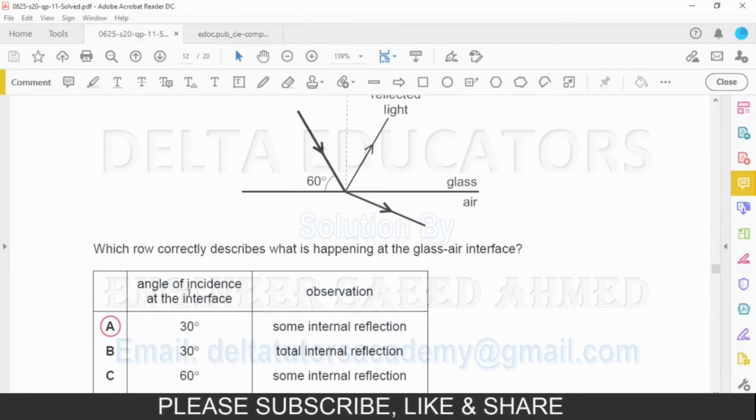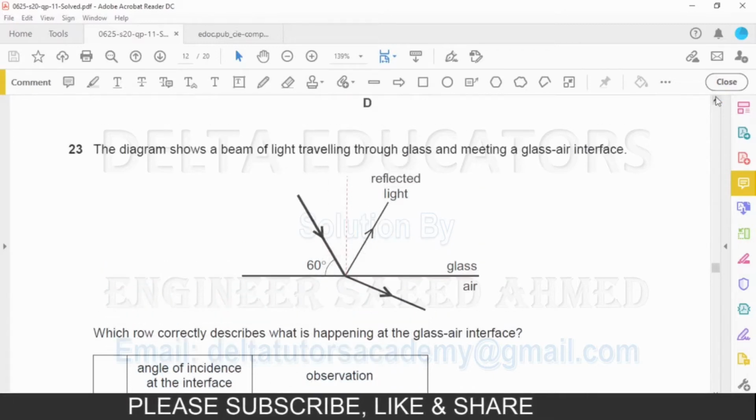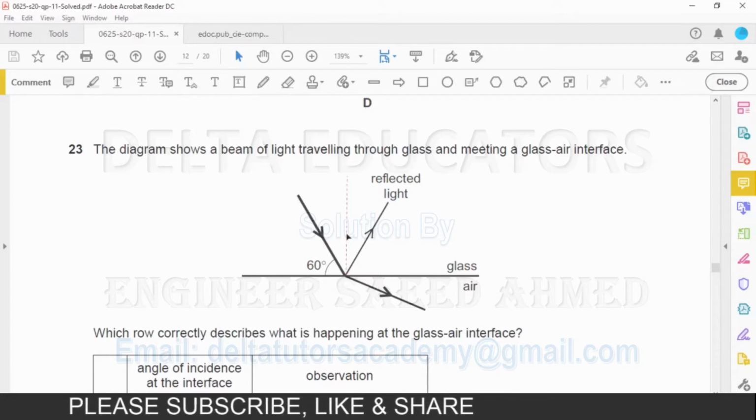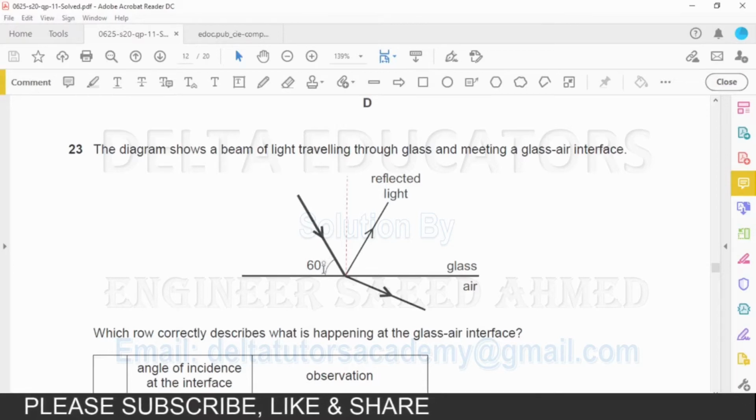Angle of incidence at the interface. What is angle of incidence? Angle of incidence is the angle between the normal, which is this imaginary line, and the incident ray. Here the angle from the surface to the incident ray is given as 60 degree. This imaginary line is at right angle to the plane.